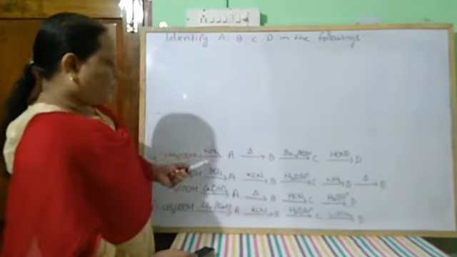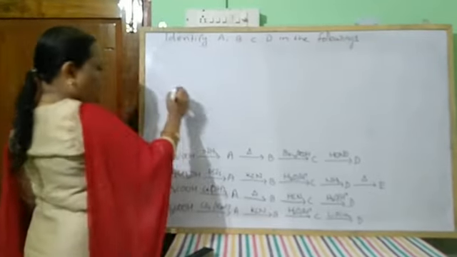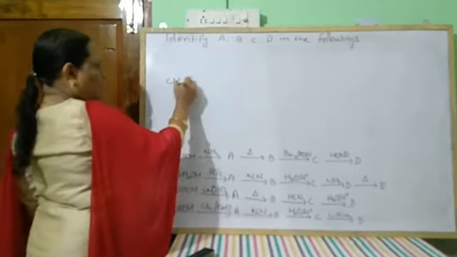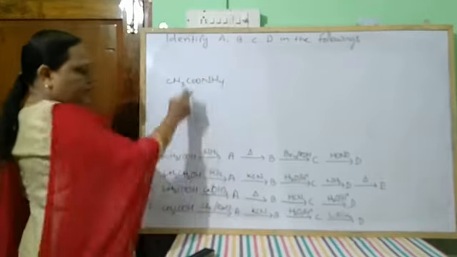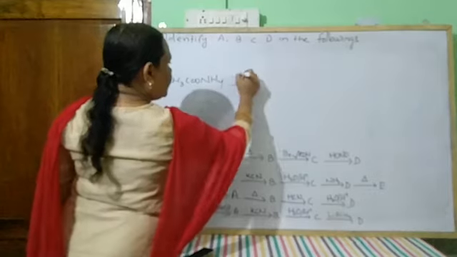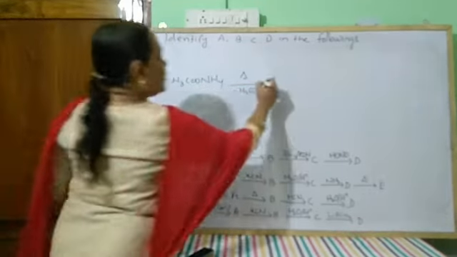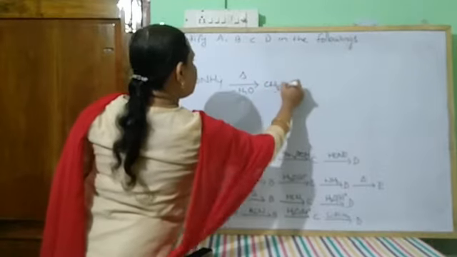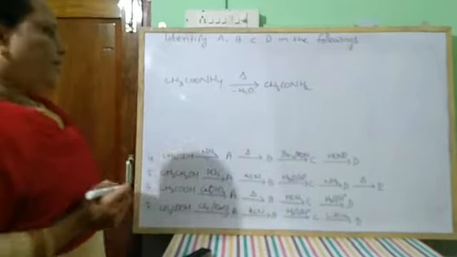Acetic acid reacts with ammonia. So when acetic acid reacts with ammonia, it forms ammonium acetate. Acid and base form salt. And when it is heated, removal of a water molecule takes place. It forms amide, acetamide.